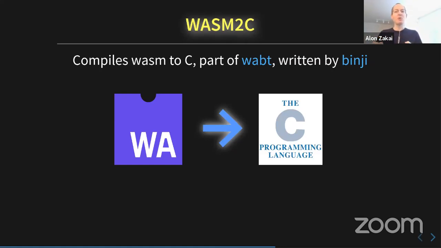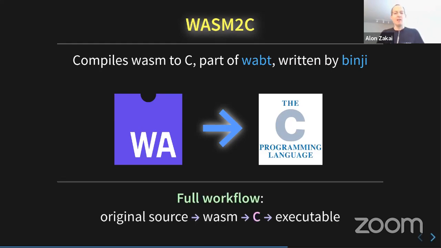So I want to talk about a tool called Wasm-to-C. As the name implies, Wasm-to-C compiles Wasm to C, and it's part of WABT, the WebAssembly Binary Toolkit project. It was written by Ben Smith. So what can you do with it?